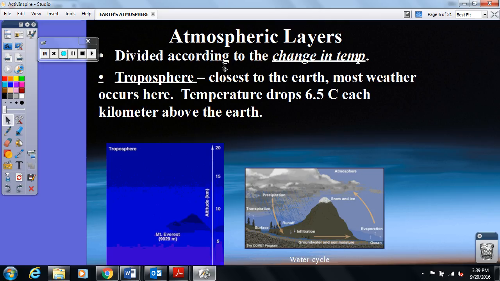The very first atmospheric layer is the troposphere. It's all the way down here at the bottom, right where we are. It's closest to the Earth. It's where all of the weather is occurring. The temperature drops roughly 6.5 degrees Celsius every kilometer you rise up, which is why the tops of mountains are so much colder than the bottom of the mountain or the base.